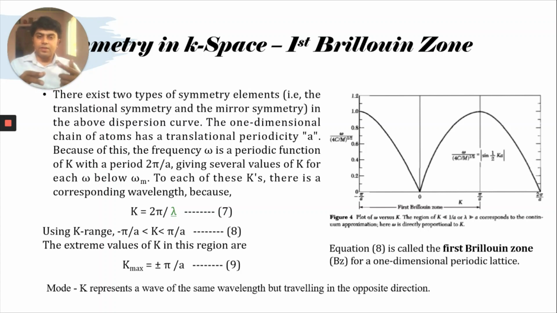So understand the concept for the one-dimensional case. The extreme values vary with respect to the condition. In this case, the first Brillouin zone condition is plus or minus pi by a. Here the mode k represents a wave of the same wavelength but traveling in opposite directions. It is very important to understand this particular case. So here I end my talk, and we'll see in the next class.